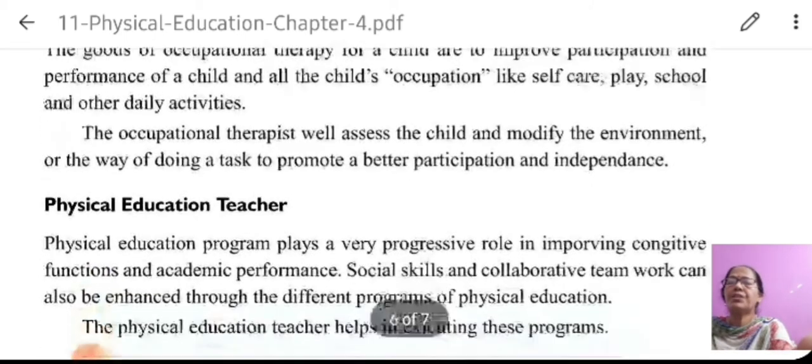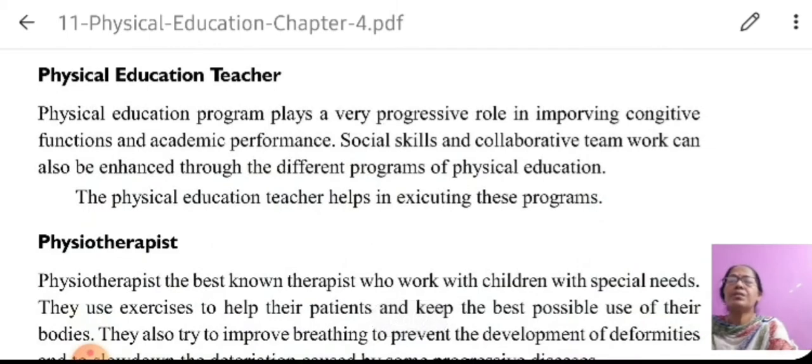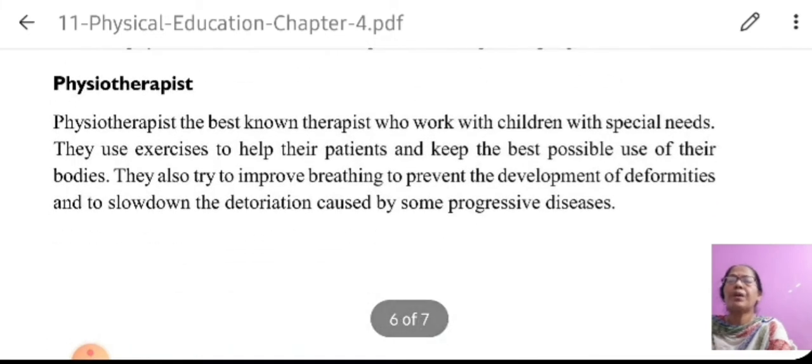Physical education teacher. See, the physical education teacher's program plays a very progressive role in improving cognitive functions and academic performance. Physiotherapist. Physiotherapists are the best known therapists who work with children with special needs. They use exercise to help their patients keep the best possible use of their bodies. They also try to improve breathing to prevent the development of deformities and to slow down the deterioration caused by some progressive diseases.